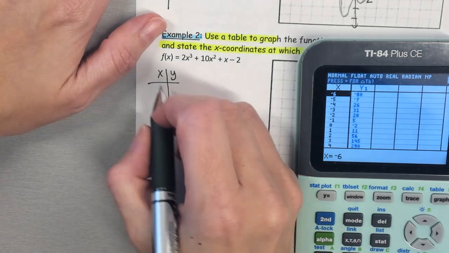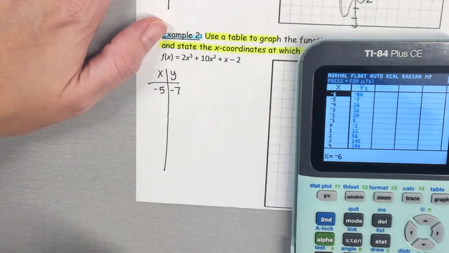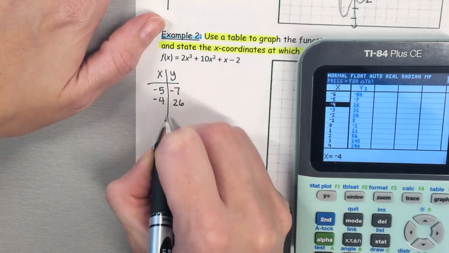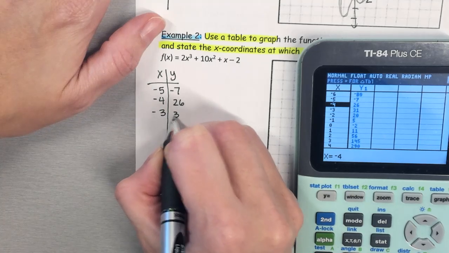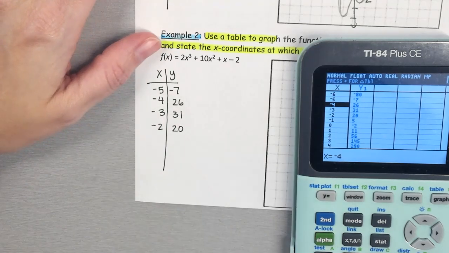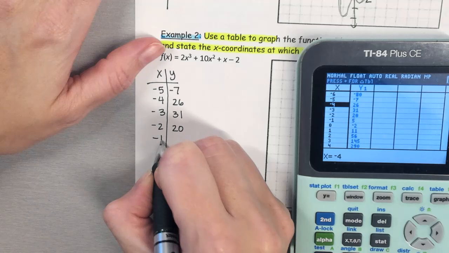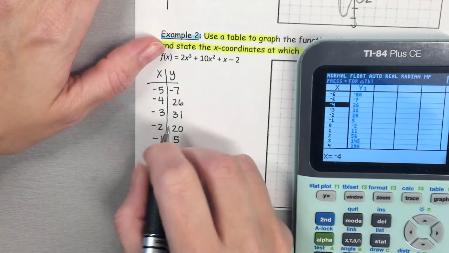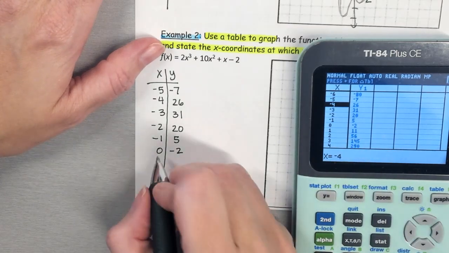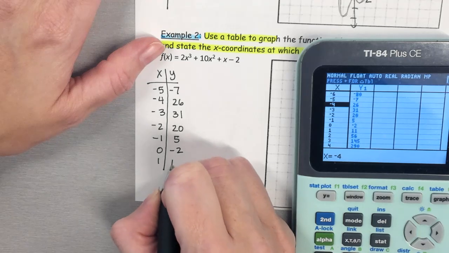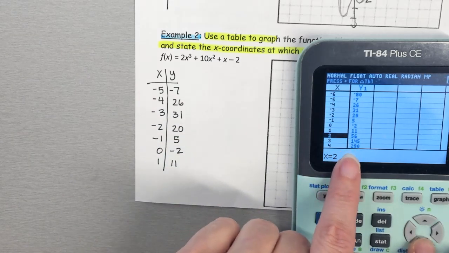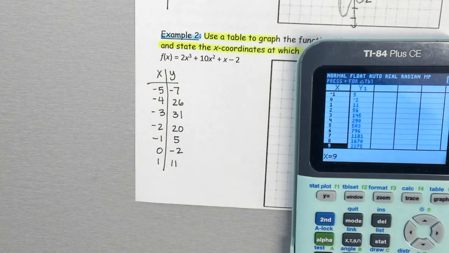And so I'm going to put in -5, -7. And then it goes to -4, 26. -3, 31, -2, 20, and I'm going to keep going until I see my other sign change. -1 and 5, 0, -2. So I have another sign change, and then look, another one right next to it. 1, 11, and then the 256. I'm not going to have to include that because now they're just going up to infinity.